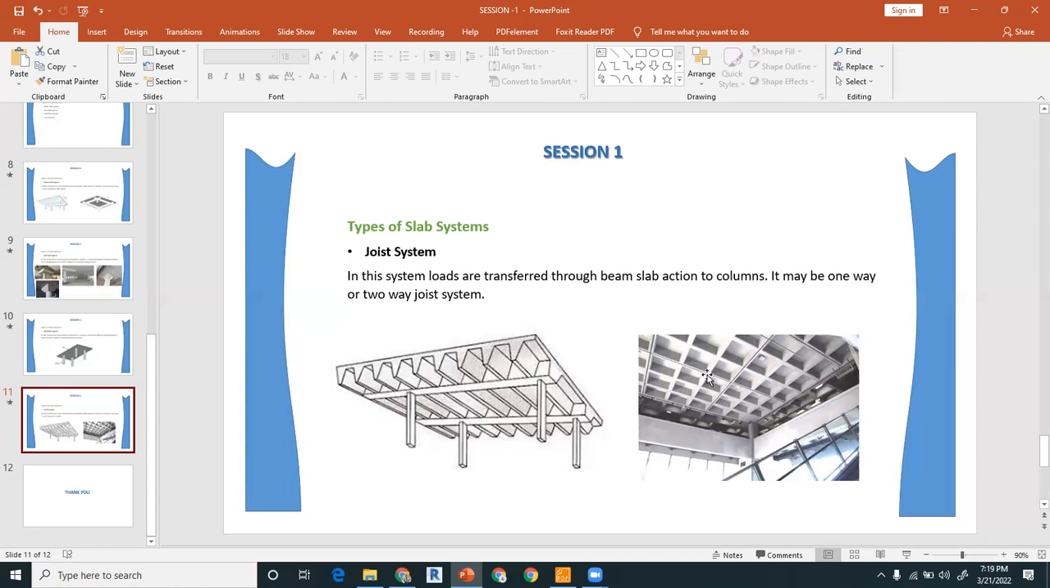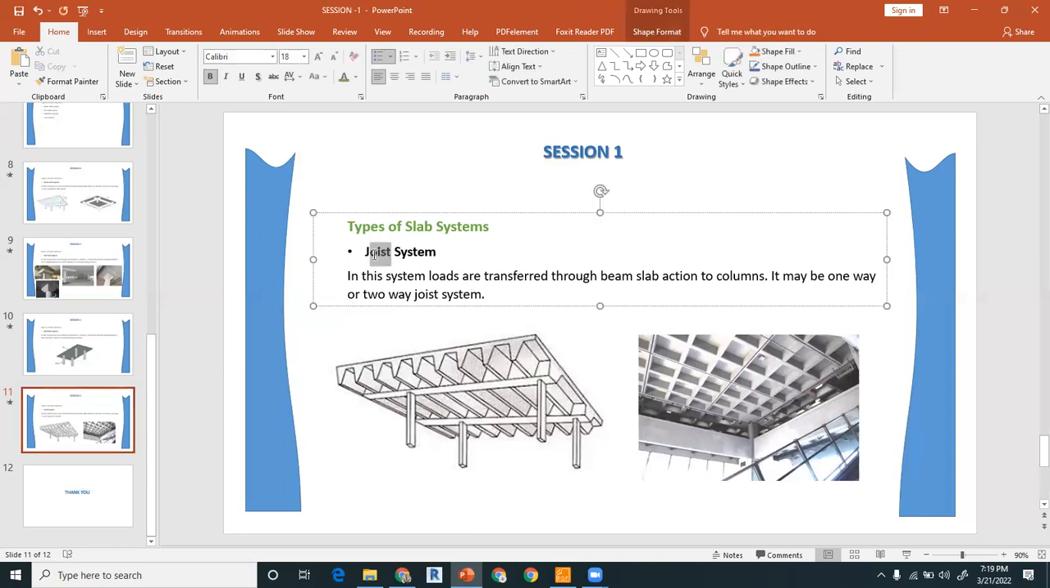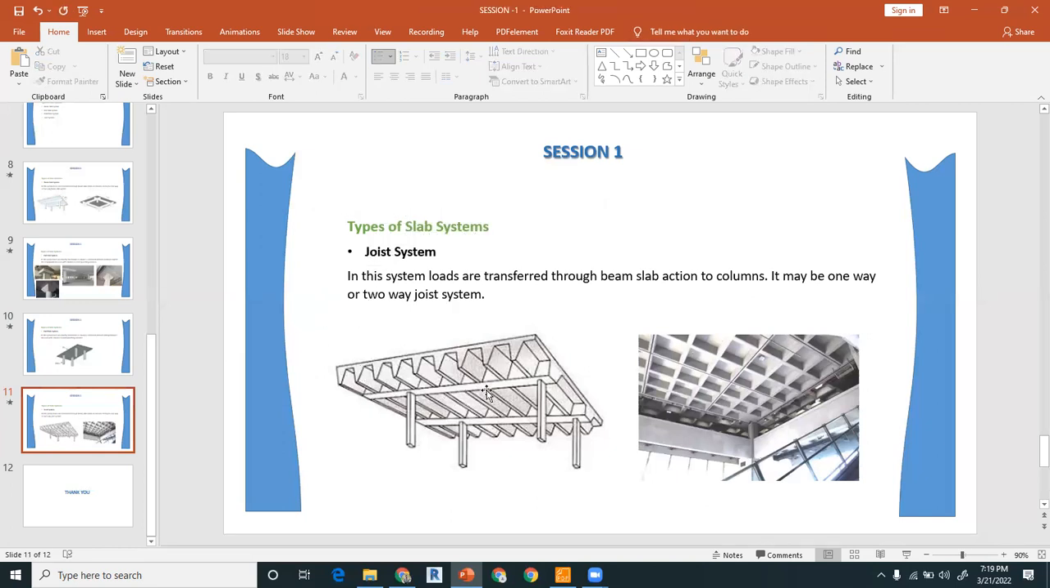If you open SAFE software, you will find these terminologies. There is no terminology used as a joist. In these software, it is used as a rib system, rib slab system, which is one-way joist. And the waffle slab system is known as the two-way joist system, right?